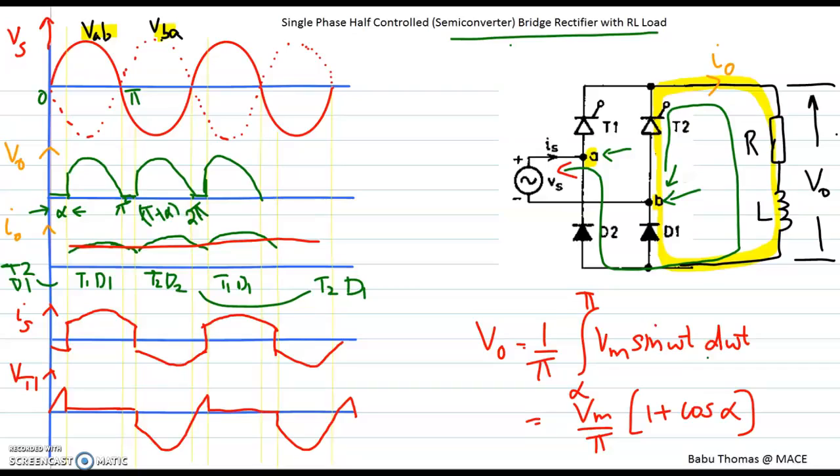So it is half controlled, not halfway controlled. It is a half controlled semi-converter bridge rectifier with RL load. Next section we will see the RL E load.